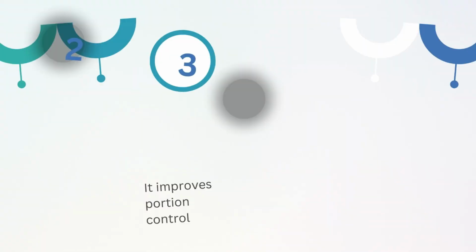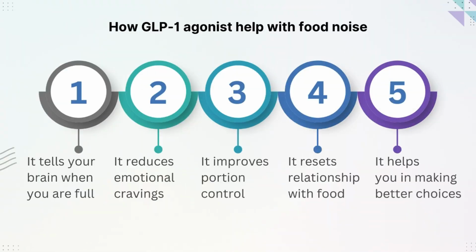So GLP-1 agonists, aka Ozempic and its cousins, are great when it comes to quieting food noise. And it has been found to help in many situations, even for people who are post-bariatric surgery, because food noise is still a thing even after surgery. So how do GLP-1 agonists, Ozempic and its cousins, help with food noise? It tells your brain when you're full, it reduces emotional cravings, it improves portion control, and it helps reset your relationship with food.